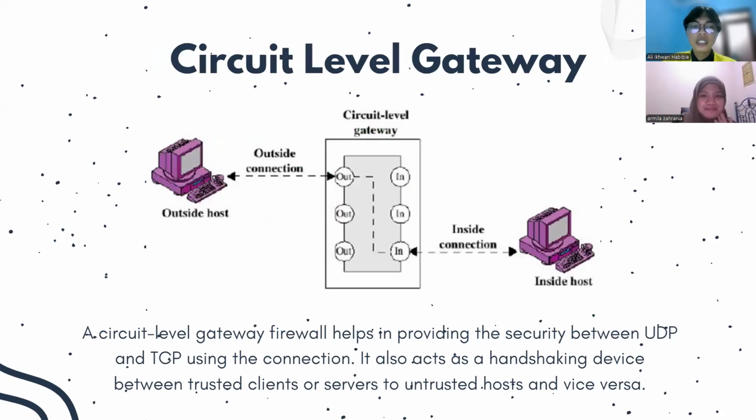Okay, circuit level gateway firewall. A circuit level gateway firewall works by establishing a virtual connection between internal and external hosts. When a client initiates a connection, the firewall acts as an intermediary, creating a new session on behalf of the client. It verifies the legitimacy of the TCP handshake before allowing data exchange, but does not inspect the content of the packets.